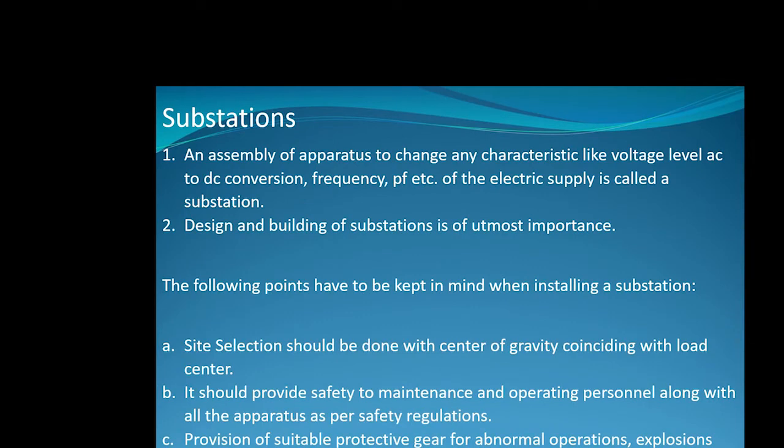Substations. As already discussed, substations are an essential part of any power system. They are very important since they maintain continuity of supply, and quality of power supply can also be maintained using these substations. So, proper care has to be taken in designing and building such substations.